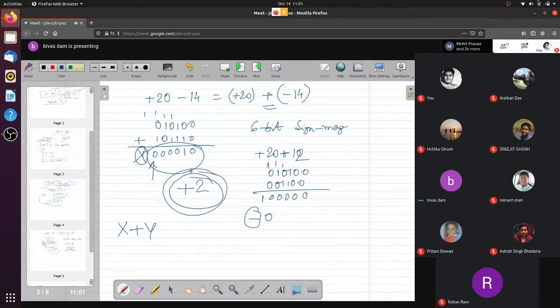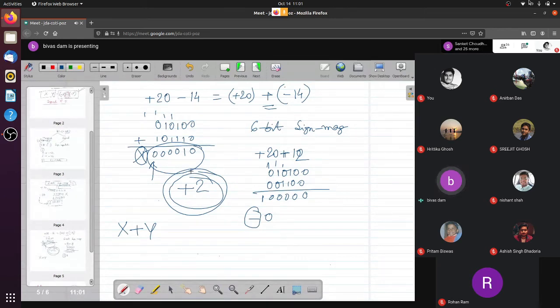So definitely I am not getting my required result using the sign magnitude number system. So what is my inference? My inference is that the sign magnitude number system is a valid signed number system representation where I can distinguish between positive numbers and negative numbers, but it is not the required number system.